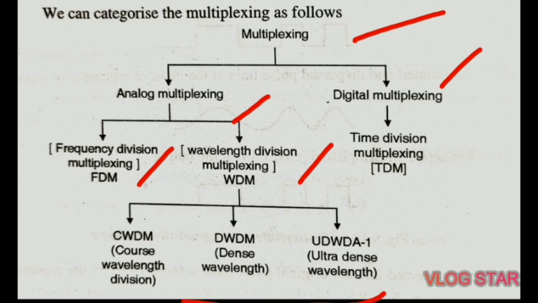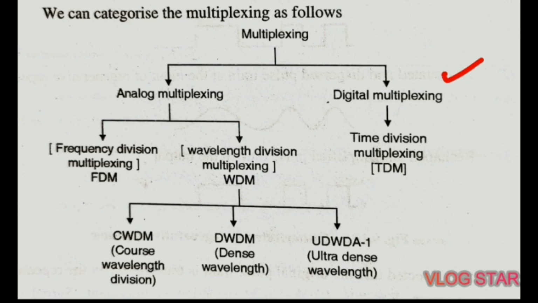The first is CWDM, that is coarse wavelength division multiplexing. Second, DWDM, dense wavelength division multiplexing. And last, ultra dense wavelength division multiplexing, that is UDWDM. And in case of digital multiplexing, it is time division multiplexing.